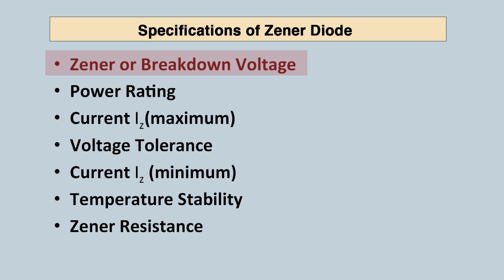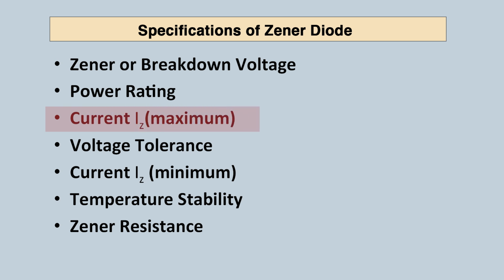Let's discuss its power rating. Power rating indicates the maximum power that a diode can dissipate, which is given by the product of the voltage of the diode and the current flowing through it. So, it is the multiplication of the voltage of the diode and the current flowing through it. If we multiply the voltage and the current, we can get the power rating.